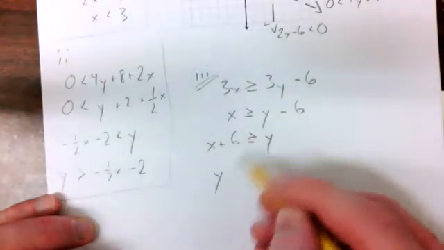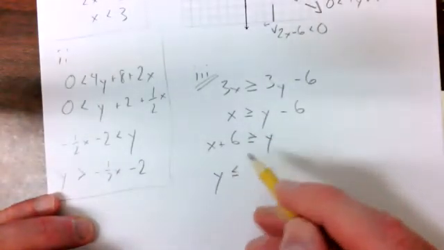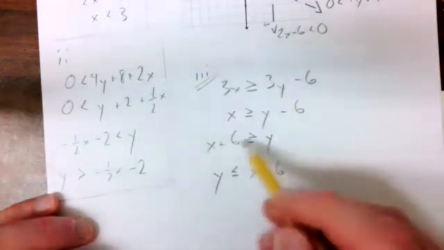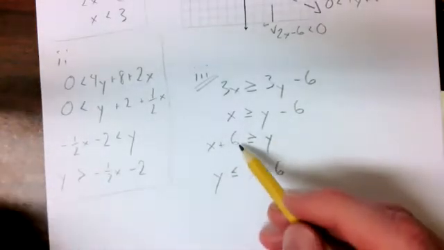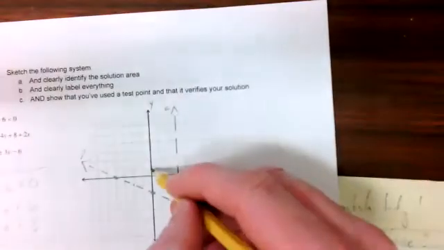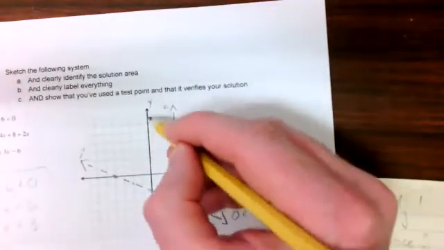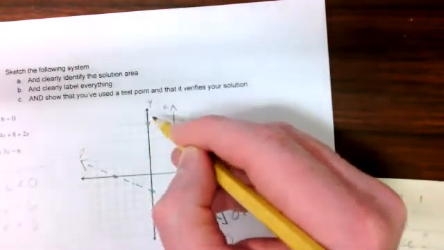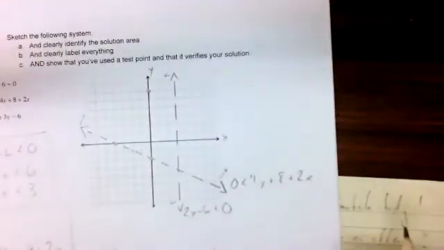Flip these around if you want. Just make sure you keep that orientation. Y is less than or equal to x plus 6. 6 is the y-intercept. 1, 2, 3, 4, 5, 6. And it's a slope of 1.